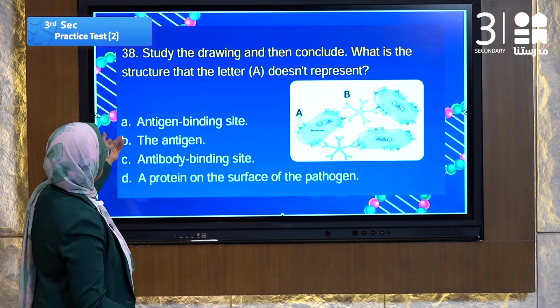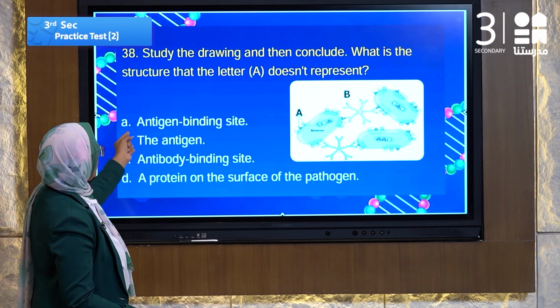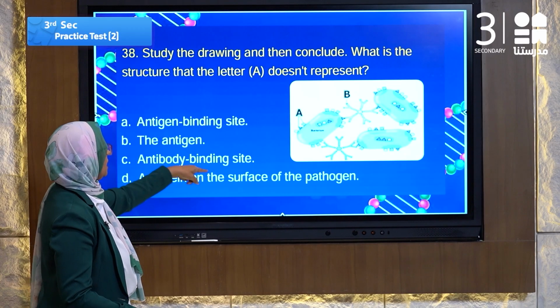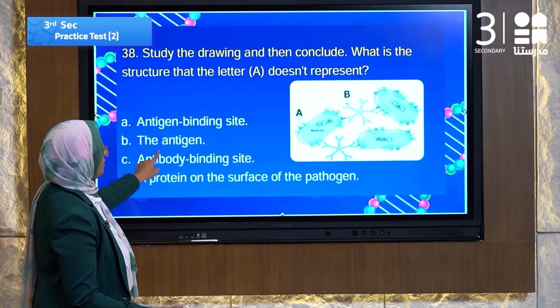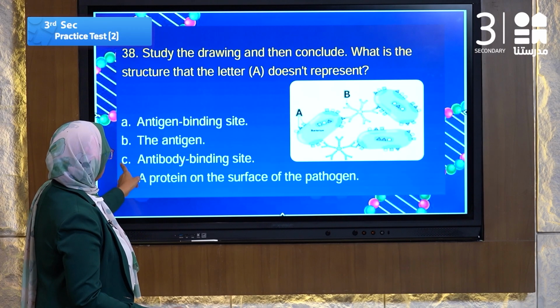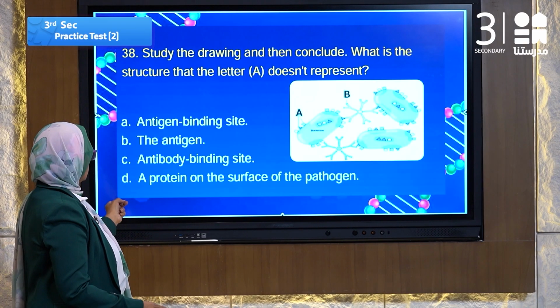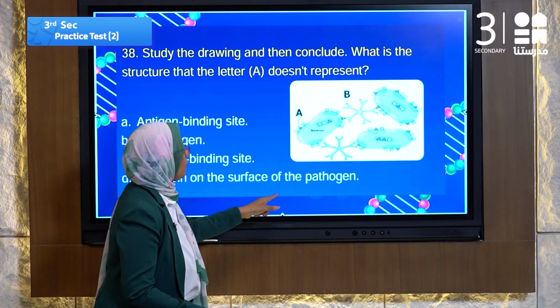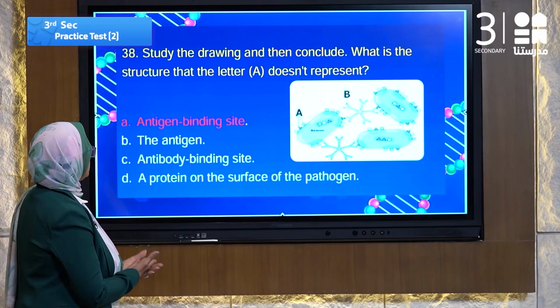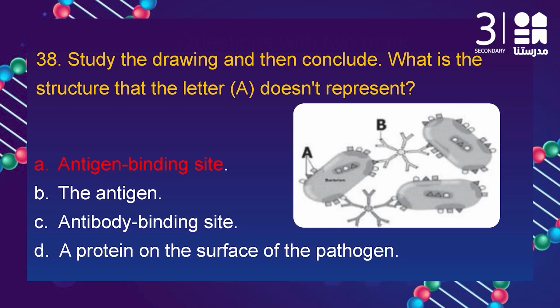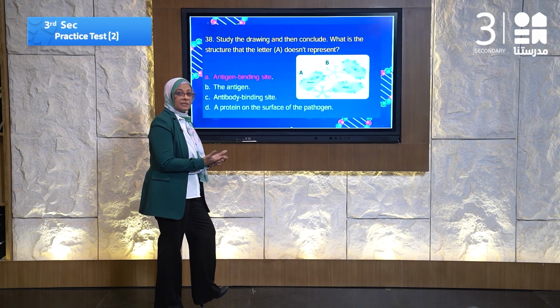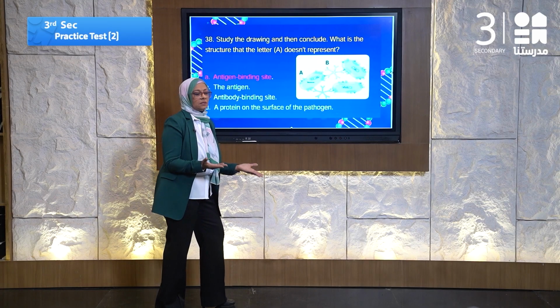Let's read the choices. A, antigen binding site. B, the antigen. C, antibody binding site. D, a protein on the surface of the pathogen. The answer is antigen binding site.